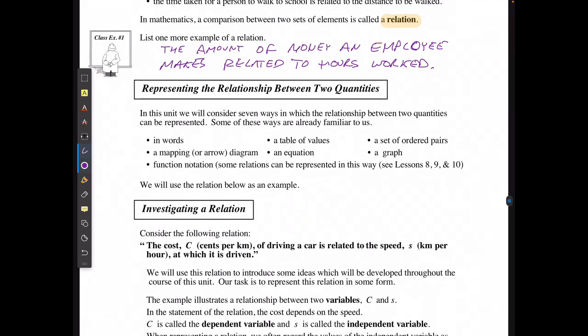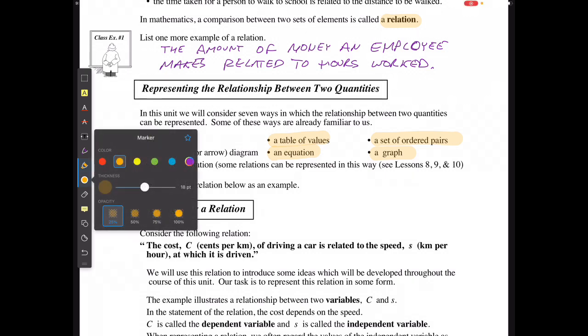When we're representing the relationship between two quantities, there's a number of ways we can do this. Some of them are ones that you should have encountered in the past. So we can represent them in words. We can represent them as a table of values. We can represent them as ordered pairs. We can represent them as an equation, and we can represent them as a graph. These are all ones that we have encountered before. We did in the last lesson.